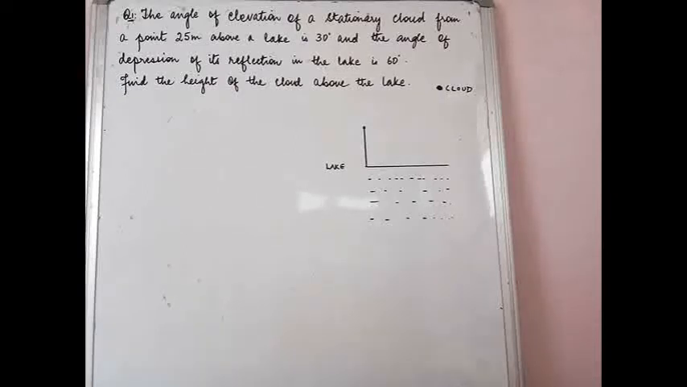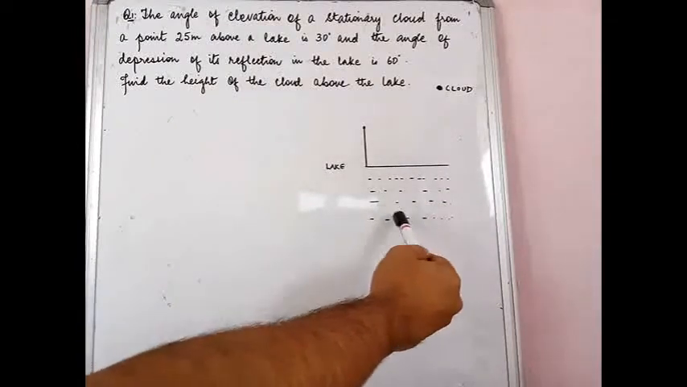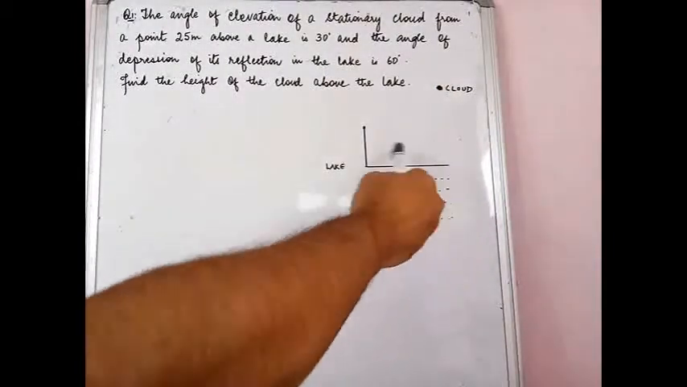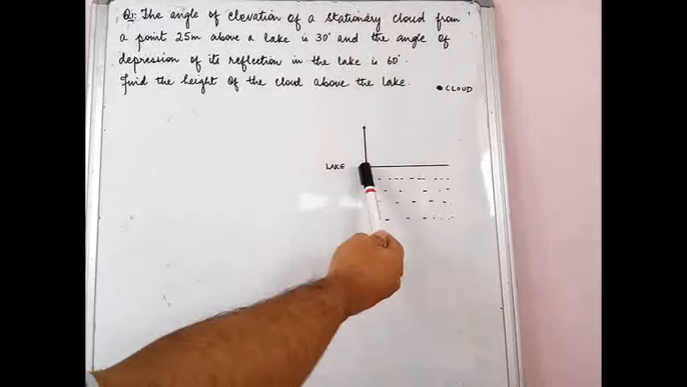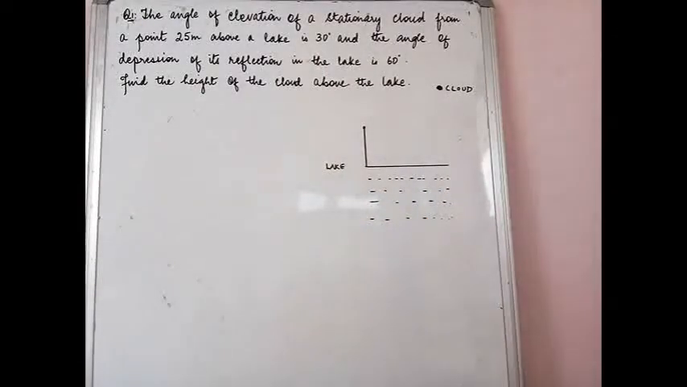So where is that person standing? The person is going to stand at a point which is 25 meters above a lake. So let us first draw a lake. So this is the surface of a lake. I have drawn the dotted lines suggesting that this entire thing is the lake. And what is the surface of the lake? This dark horizontal line is going to be treated as the surface of the lake.